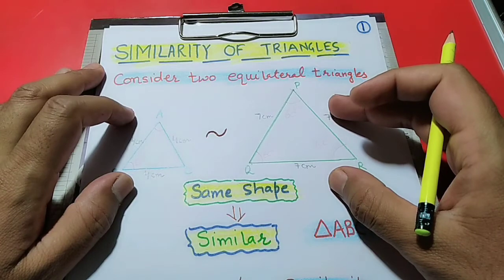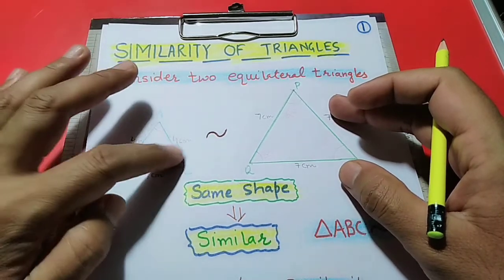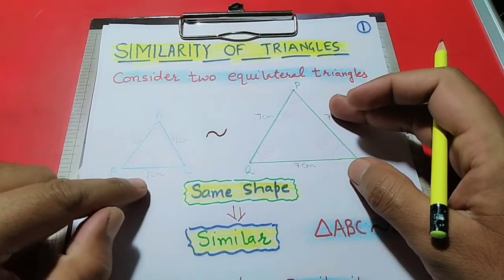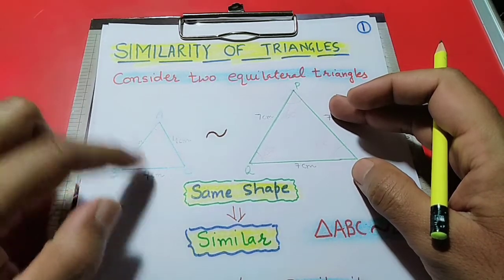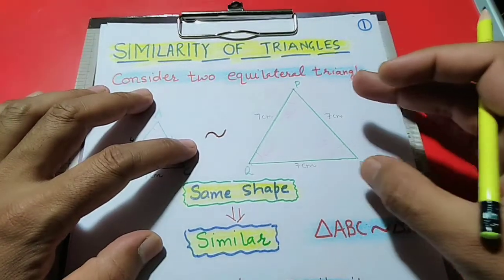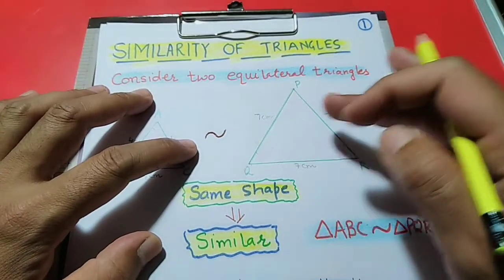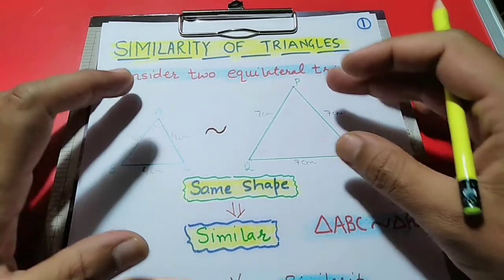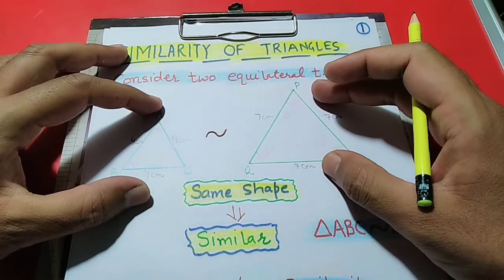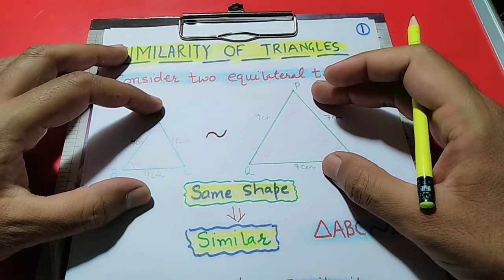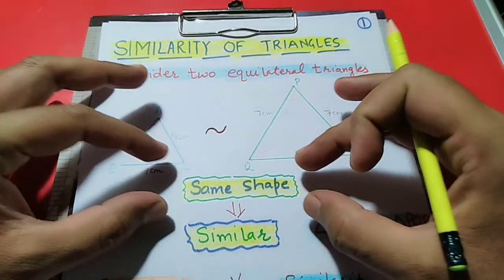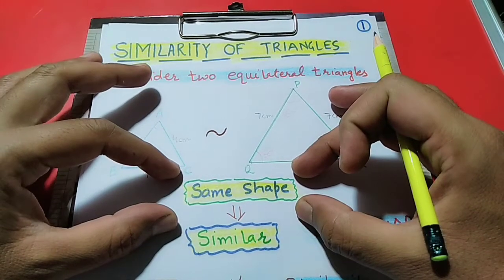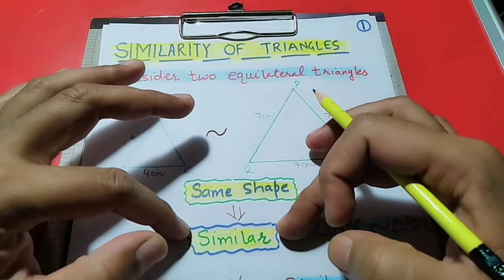Equilateral triangles are triangles whose all three sides are equal. So this is one equilateral triangle, all sides are 4 centimeters. And this is another equilateral triangle whose all sides are 7 centimeters. These two equilateral triangles are similar because they have the same shape. So same shape means similarity.